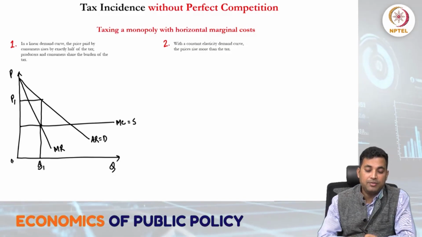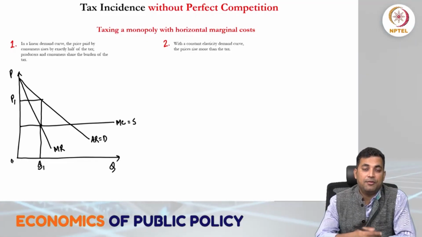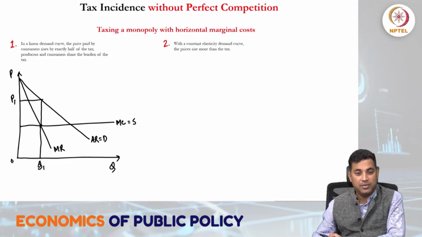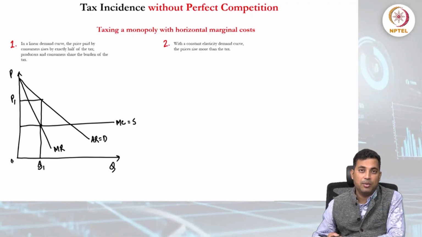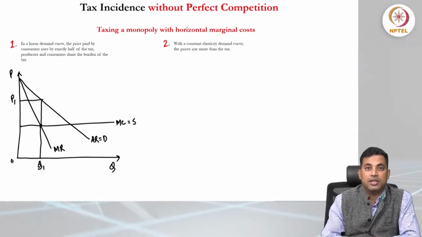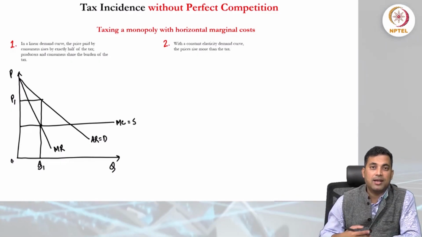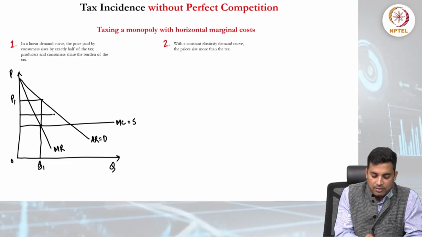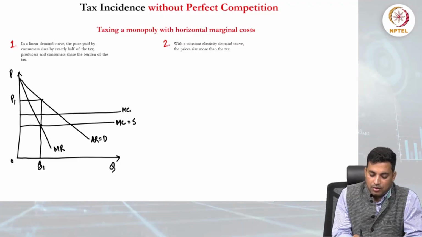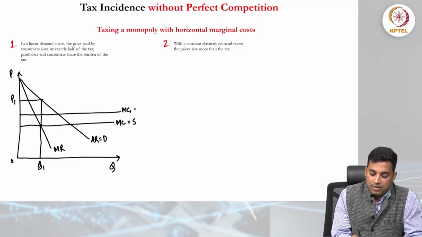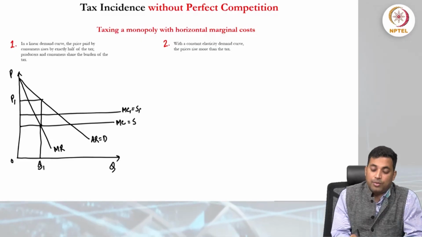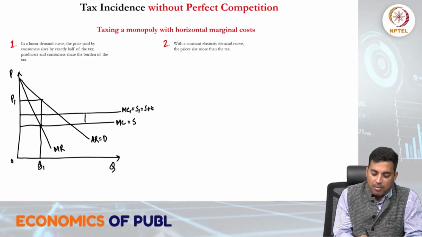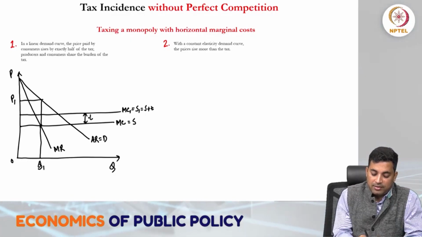Now assume that a tax is imposed, and naturally the marginal cost for the producers will increase, and the overall supply curve will shift upward in parallel. It will shift exactly by the amount of the tax. So let's assume this is the new marginal cost curve, S1, which is basically S plus T. The amount we are talking about here is basically T.